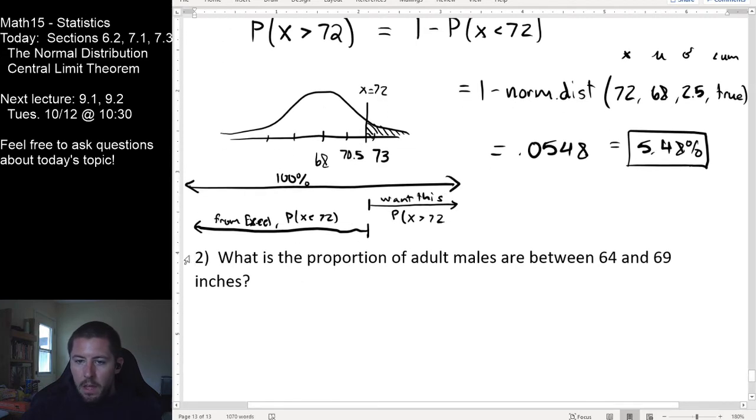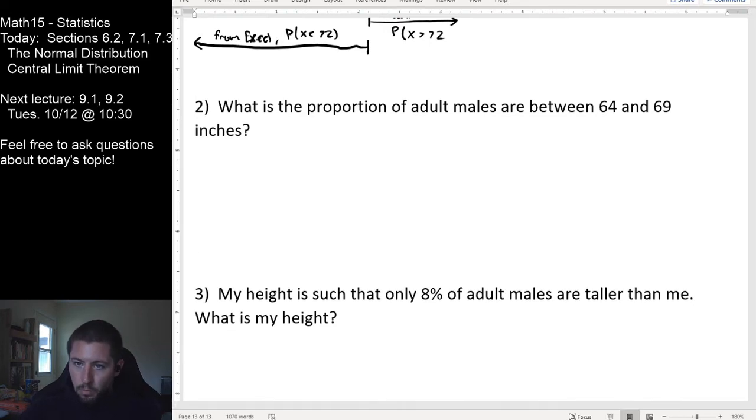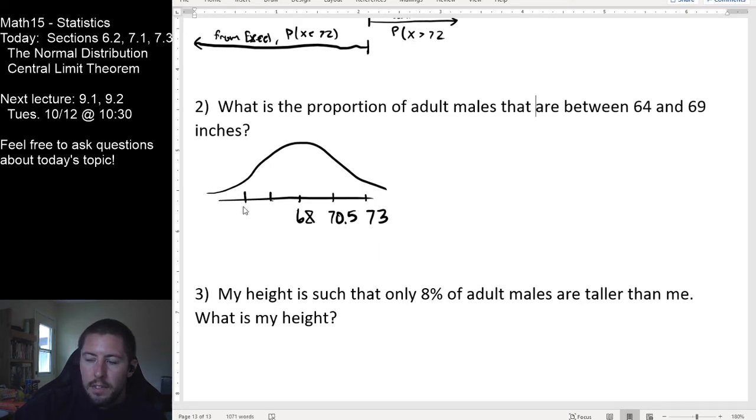Number two, we're going to have to do a very, very similar thing. What is the proportion of adult males that are between 64 and 69 inches? So again, step one is always draw your diagram. I'm going to redraw a normal distribution here, centered at 68. I know every standard deviation is going to take me 2.5, so that's going to go 70.5 and 73, although that's not really my edge of interest over there.